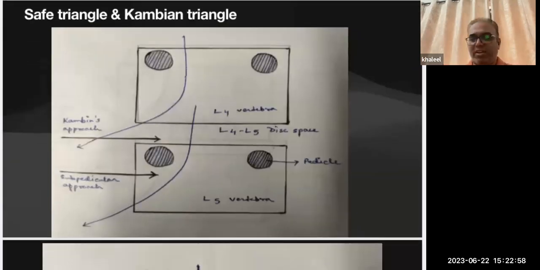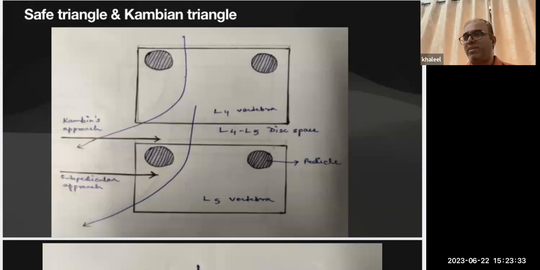So as I was talking about the exiting nerve root and the traversing nerve root, this is the same diagram. This is the L4 vertebra, L5 vertebra. We actually have two approaches to intervene: the safe triangle and the Kambin's triangle. In the safe triangle, our approach is subpedicular. We are below the pedicle.